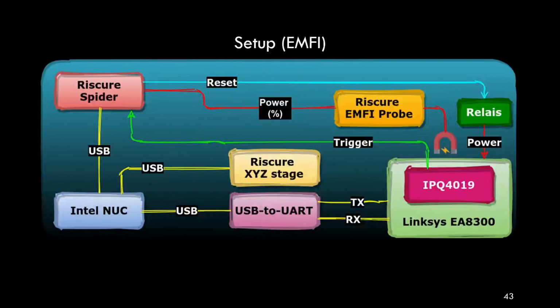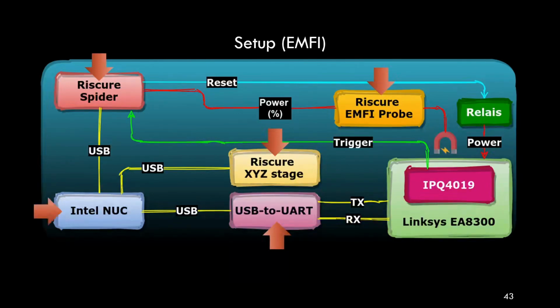So what tools do we use in order to generate such an electromagnetic field within a chip? Well, we make use of Riscure tooling. For example, we use the Riscure EMFI probe in order to generate the electromagnetic field. We use the Riscure Spider in order to set the power that is used by this EMFI probe, so it determines the strength of the electromagnetic field. We use an XYZ stage in order to move the EMFI probe across the chip's surface. And we communicate with the device using a standard USB to UART adapter that allows us to communicate with the serial interface of the Linksys modem that we are targeting.